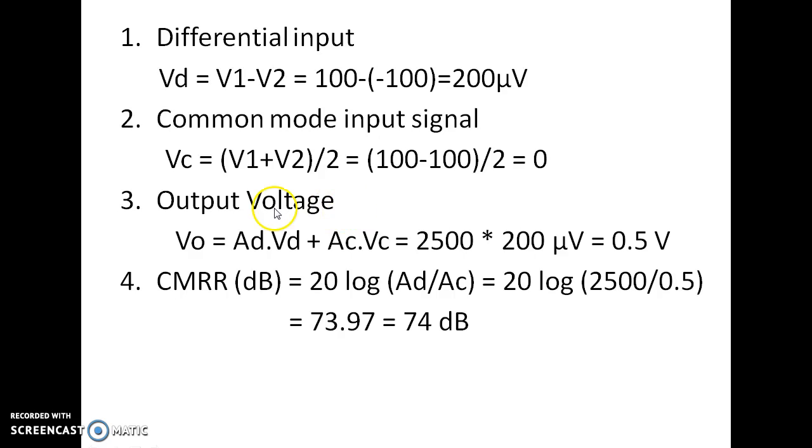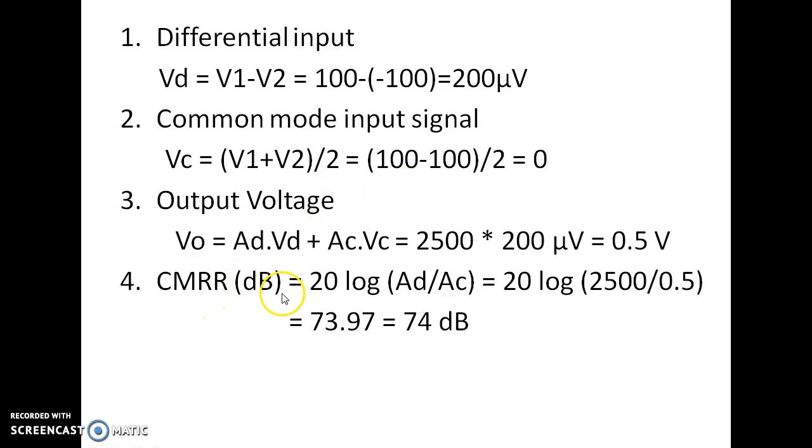So output voltage formula we have, output voltage is equal to differential gain into differential voltage plus common mode gain into common mode voltage. So it is AD into VD plus AC into VC. So differential gain is given as 2500 and the differential voltage is given as 200 microvolt. So finally your output will be 0.5 volt.